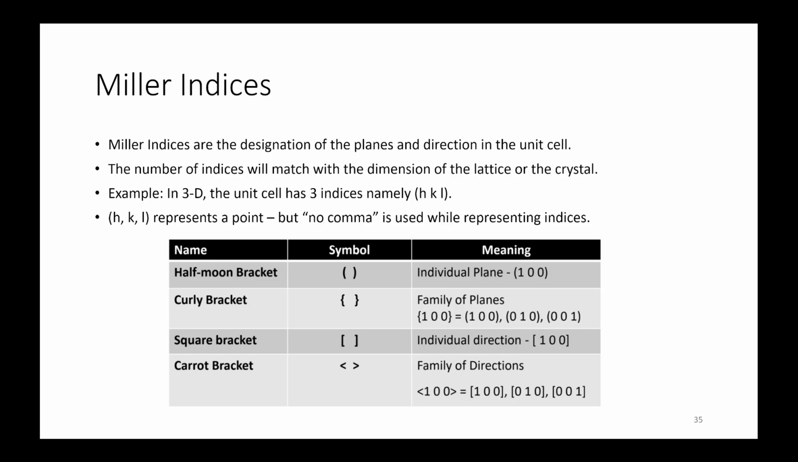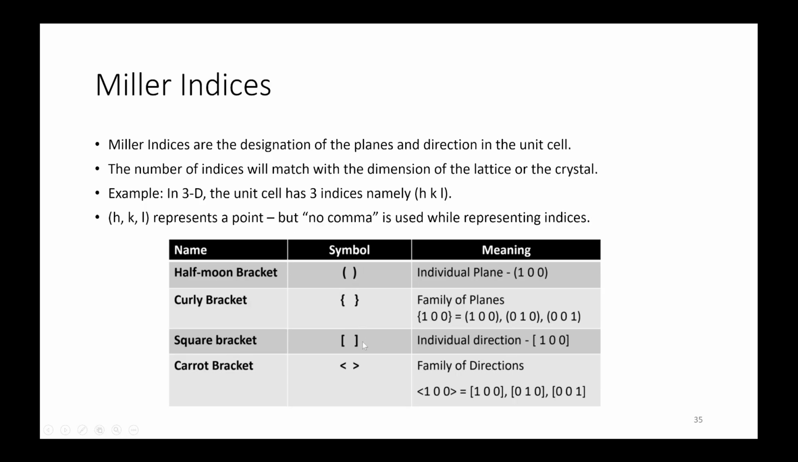Now, moving on to Miller indices. These are the designations of the planes and directions in a unit cell, and the number of indices will match the dimension of the lattice or the crystal. For example, in 3D, the unit cell has 3 indices, namely h, k, l. They won't have any comma in between, and if there is a comma, it is for denoting coordinates. So it represents a point, but no comma is used while representing indices.